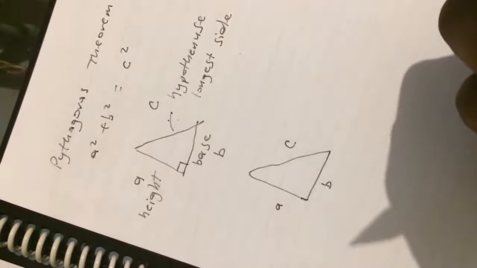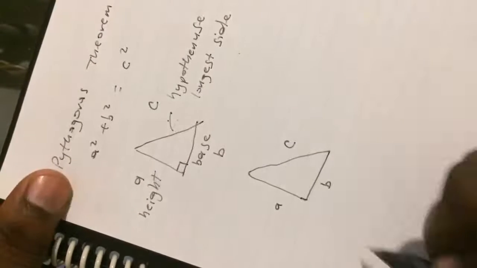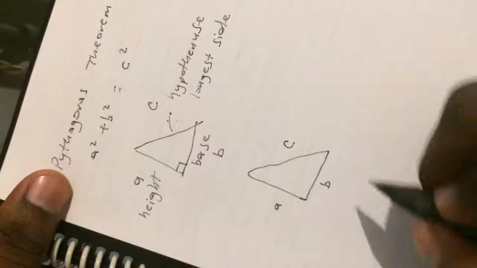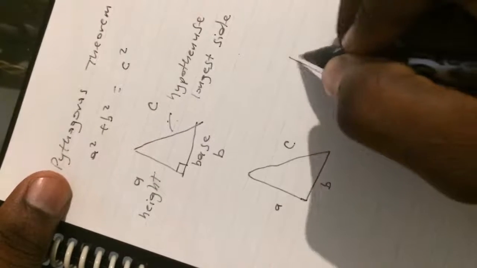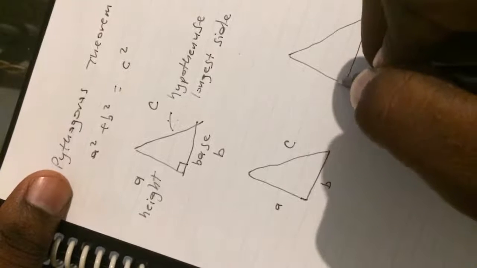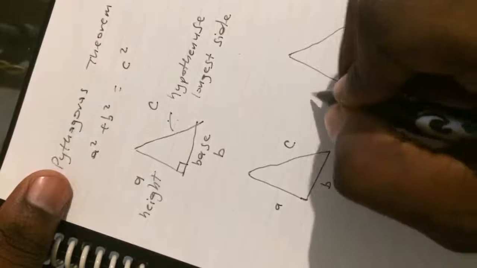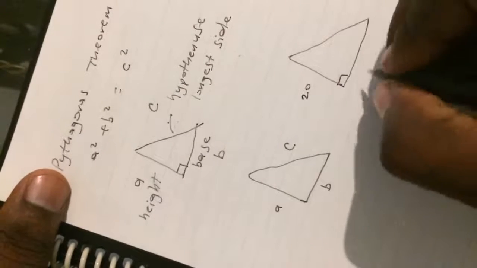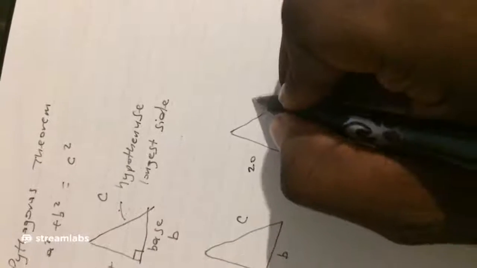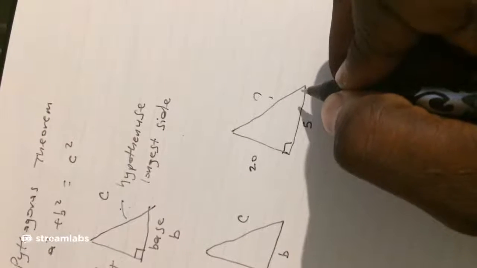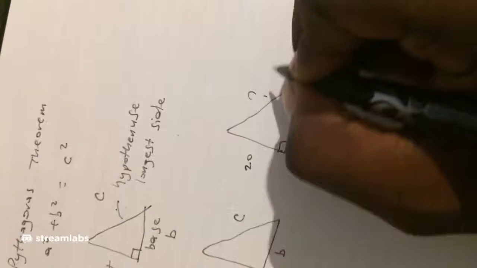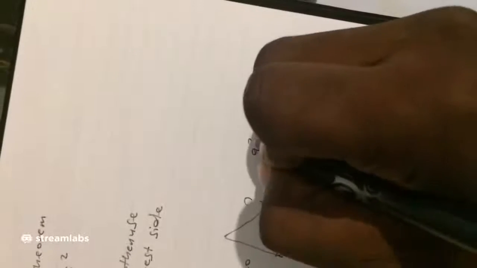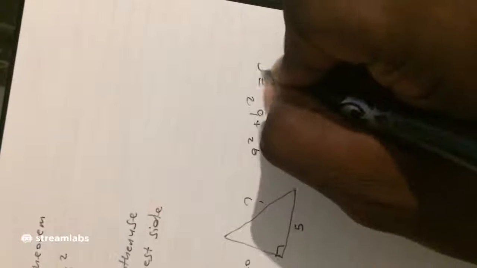So if I was given an example to calculate the missing side, let's say the question that was given in the activity: the height was 20, the base was 5, and we were asked to calculate the missing side. To calculate the missing side, we'd use the formula which says that a squared plus b squared is equal to c squared.